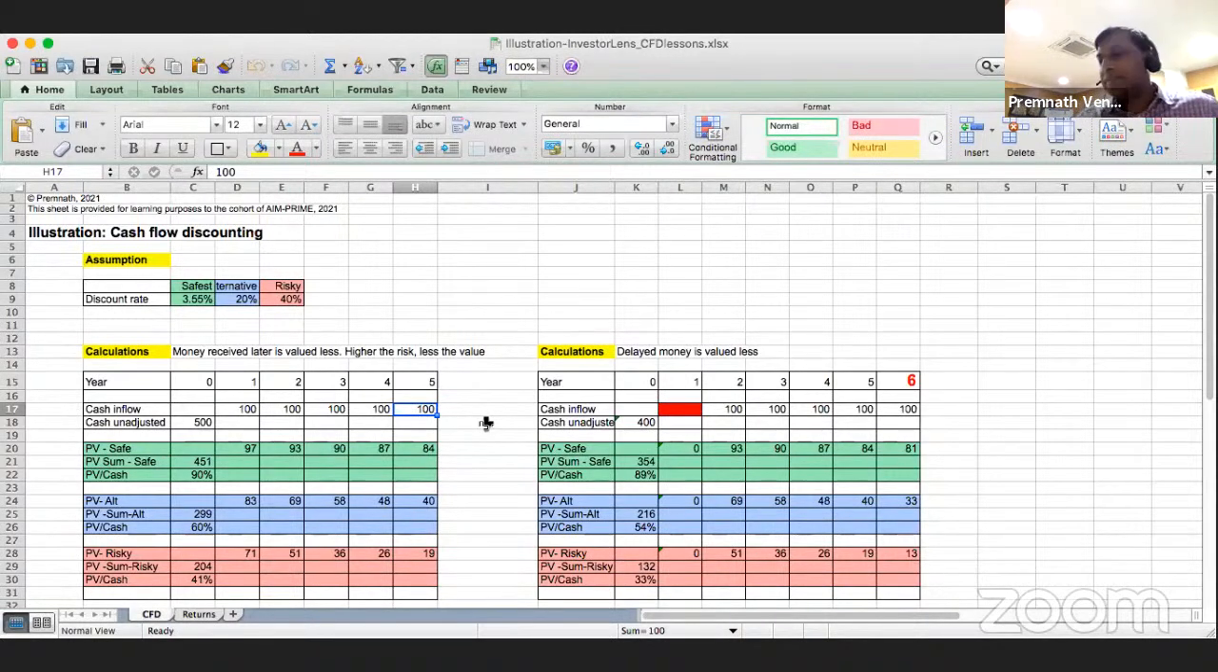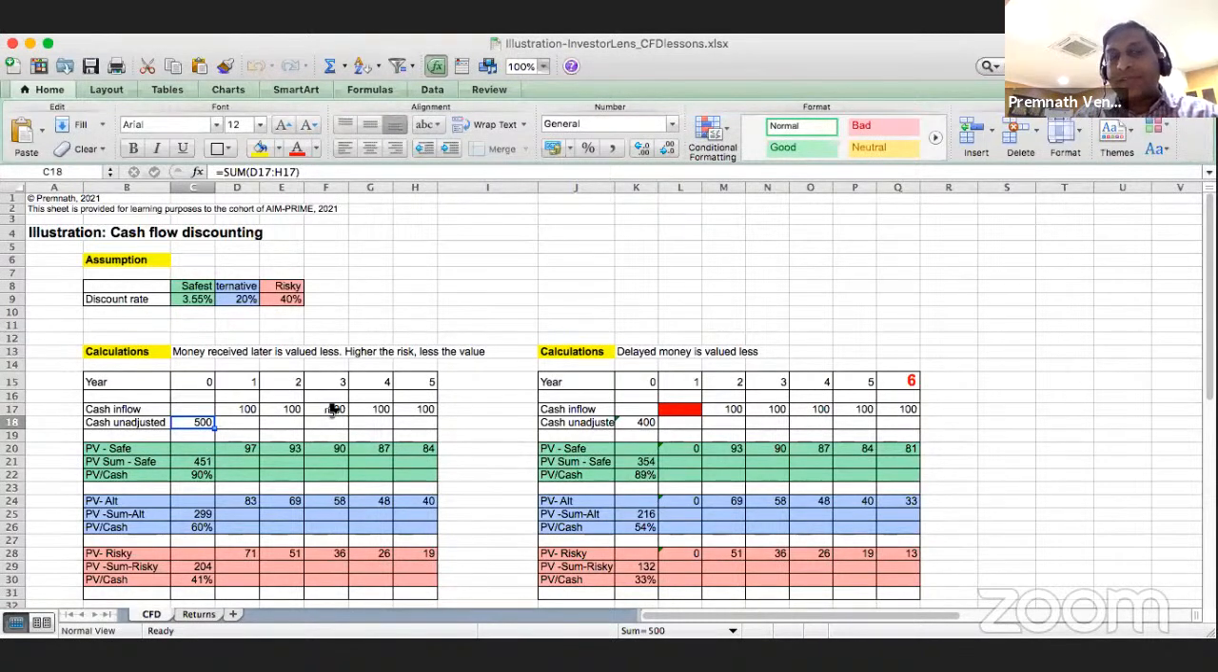This machine is worth something that can churn out 100 rupees every year. So if I took the total of that, it'll just be 500 rupees, right? And you would think that it's 500 rupees, but the fact that it comes later means that it is worth a little lesser. So let's see how much lesser, right?